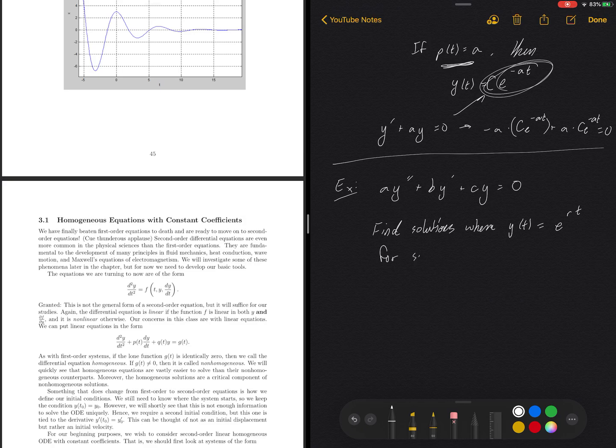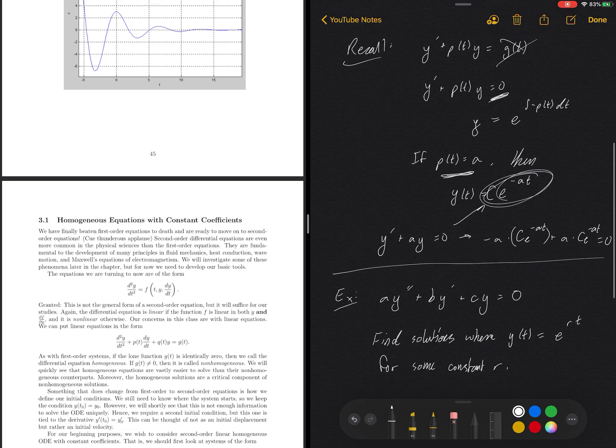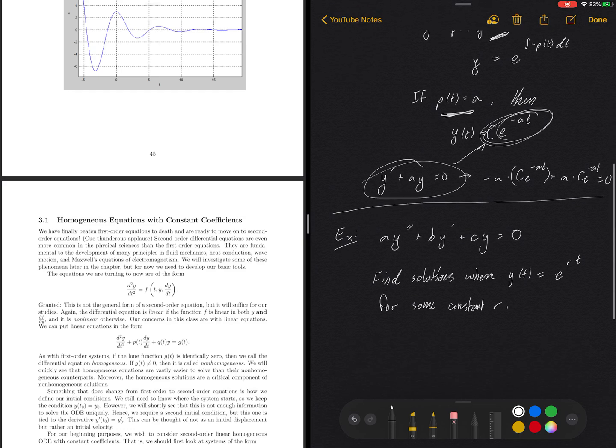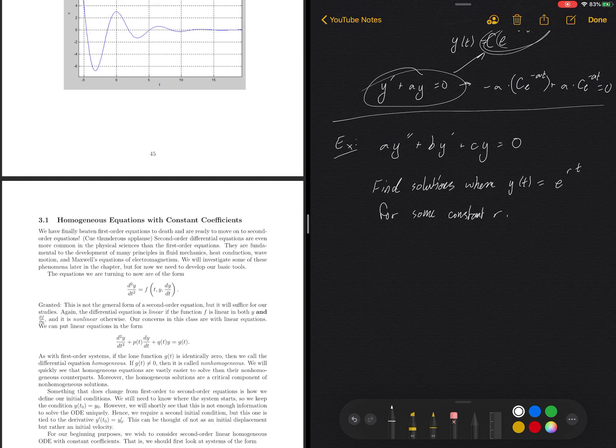And what we would like to do is find solutions where y of t is equal to e to the rt, for some constant r. Remember, the whole reason that we're doing this is because of the hint that we get from first order, that we're looking for linear combinations of a function and its derivative that sum up to 0, which means that the derivative of our solution needs to be some multiple of itself.